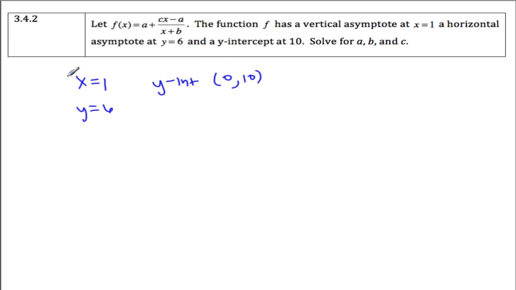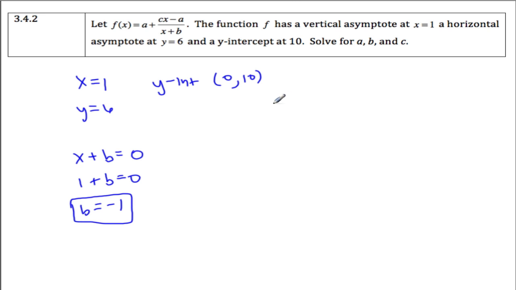Okay, so let's start with the vertical asymptote. The vertical asymptotes happen when the denominator is equal to 0. So x plus b equals 0. And we know that when we plug in 1, there's a vertical asymptote there. So 1 plus b equals 0. So b must be negative 1.